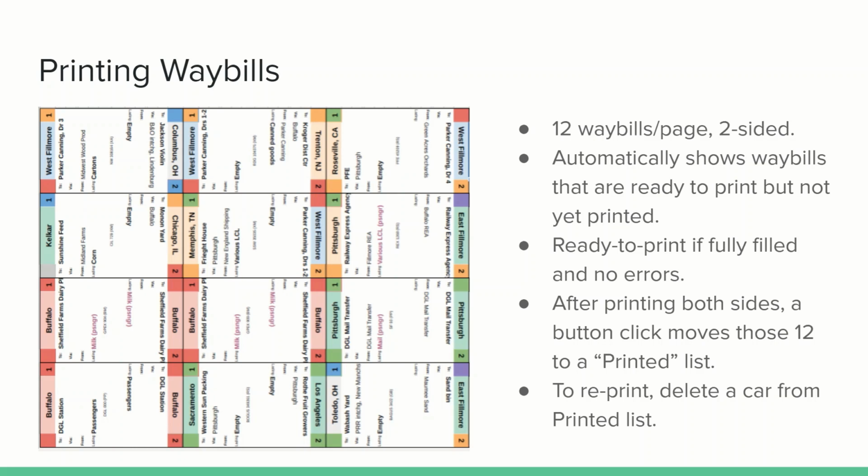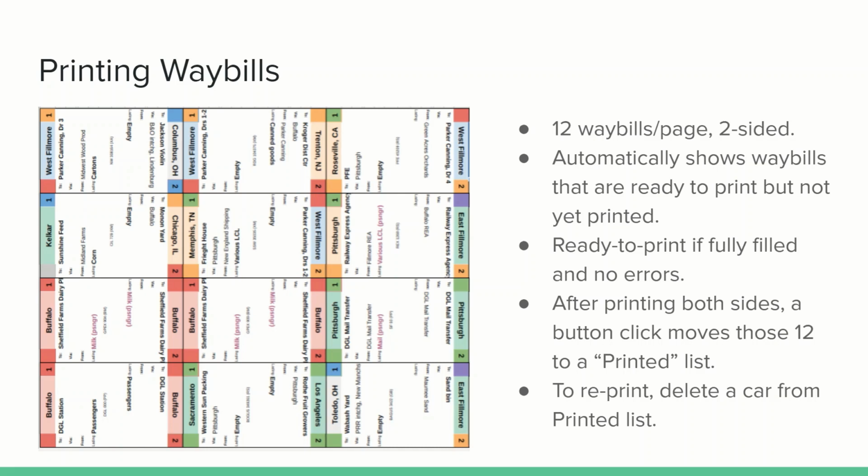When you're ready to print waybills, the mechanism for printing will automatically know which waybills you have fully filled out and therefore are ready to print but have not yet printed. So it keeps track of which ones have been printed. It also checks for certain types of errors and will not show them if those errors occur, and again indicates those errors with that color coding I described earlier. After you've printed both sides, you just click a button and it's going to move whichever ones you've printed. You can print 12 at a time, although sometimes, if you just added five more cars, you don't have to print all 12.